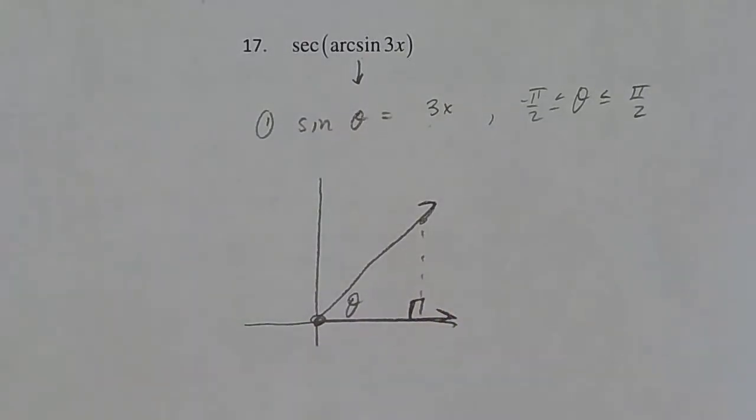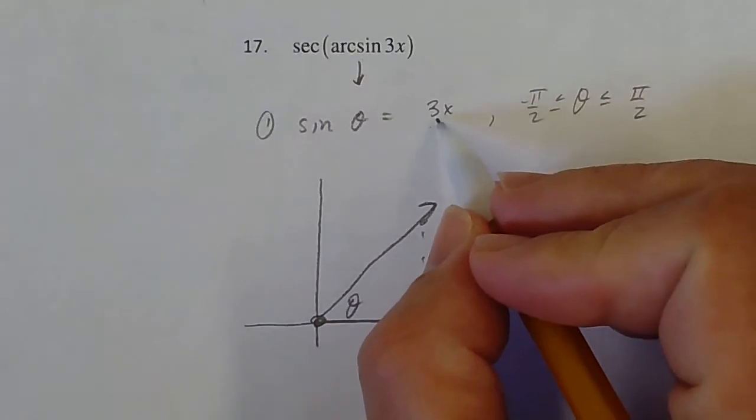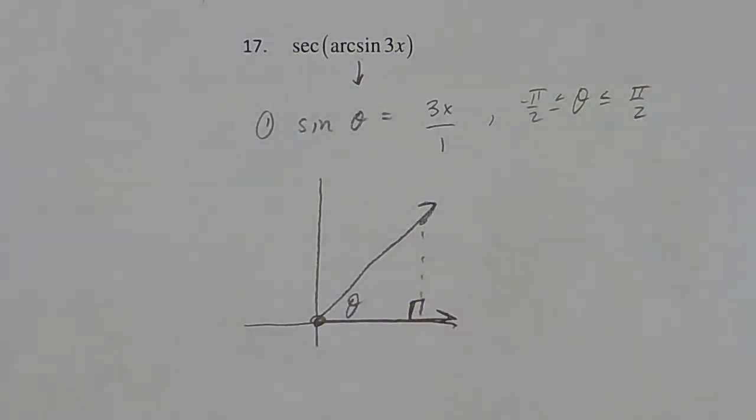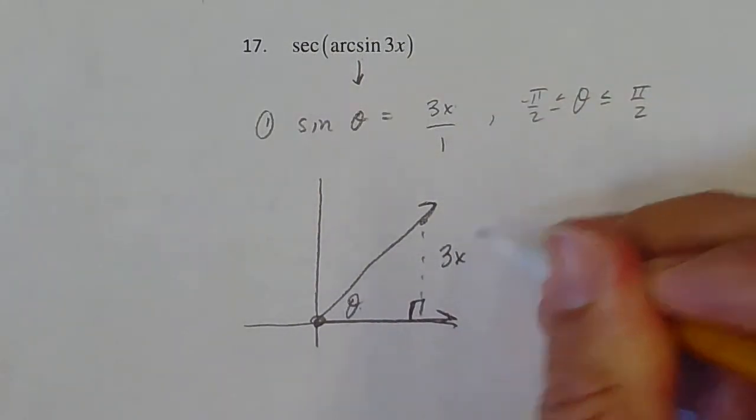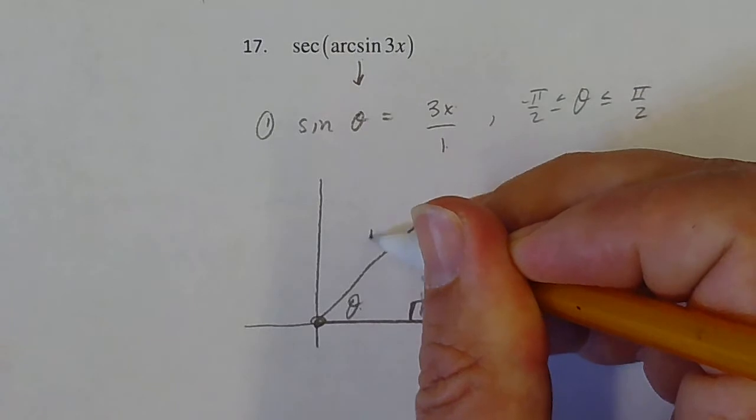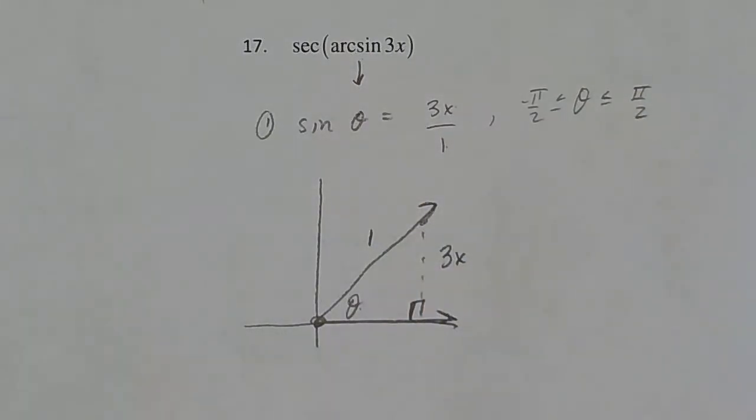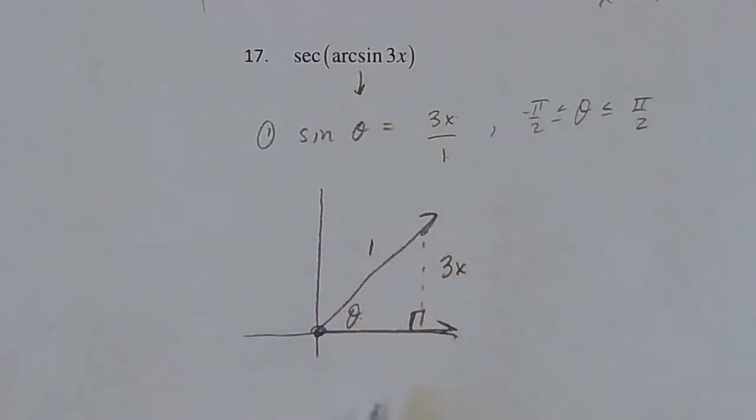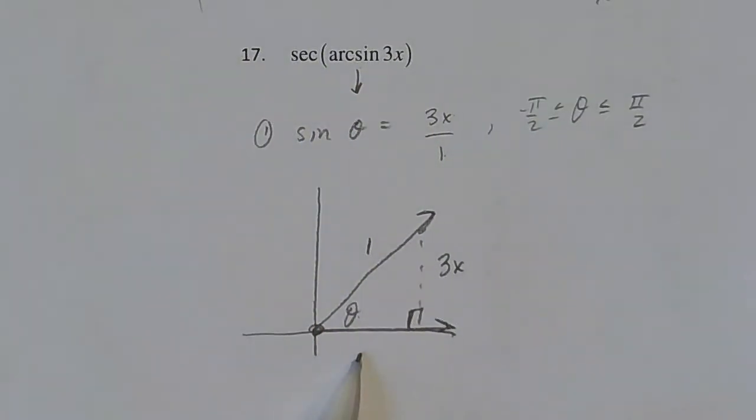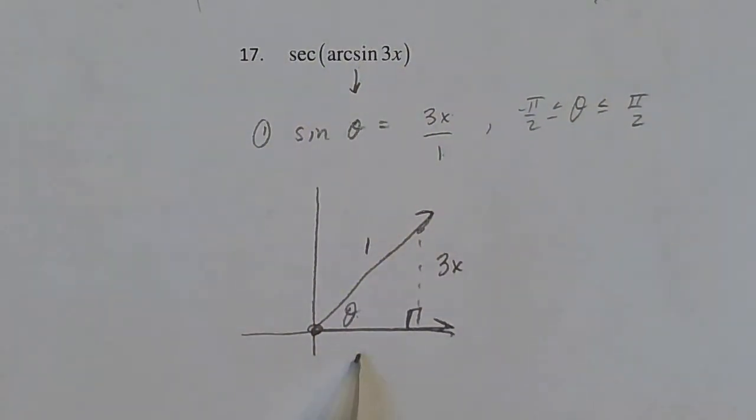Okay, so it's an algebra expression. So I would put this as 3x over 1, so you have something to put on the hypotenuse. So opposite this angle needs to be 3x, and the hypotenuse needs to be 1. Okay, we're asking for the secant of this. The secant does deal with the adjacent side, so we need to go find this. It's just going to end up being an algebra expression.